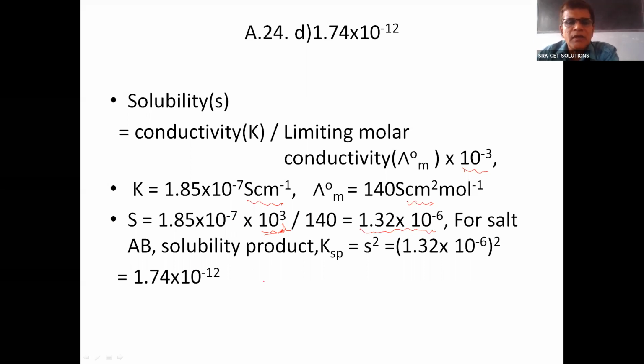Then for salt AB, we write the solubility product formula. Solubility product formula is here. Ksp is S into S, S square. That is 1.32 into 10 to the minus 6, squared. That comes to the final answer, 1.74 into 10 to the minus 12.